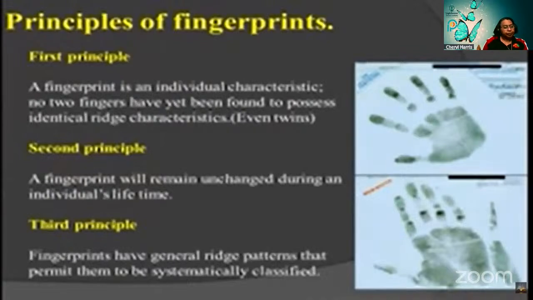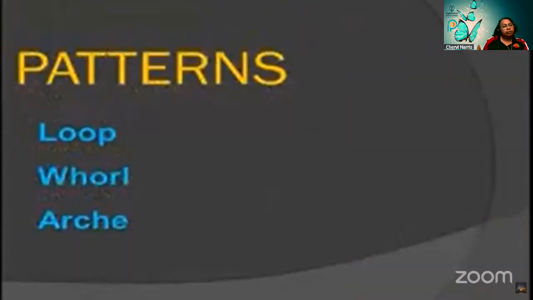So the third principle gives the idea of fingerprint patterns: it is a fact that no two fingerprints are similar or have the same identical characteristics, but fingerprints might have similar patterns as well. And this is the third principle. Now we will also study the patterns of fingerprints. There are three types of patterns of fingerprints: loops, whorls, and arch.